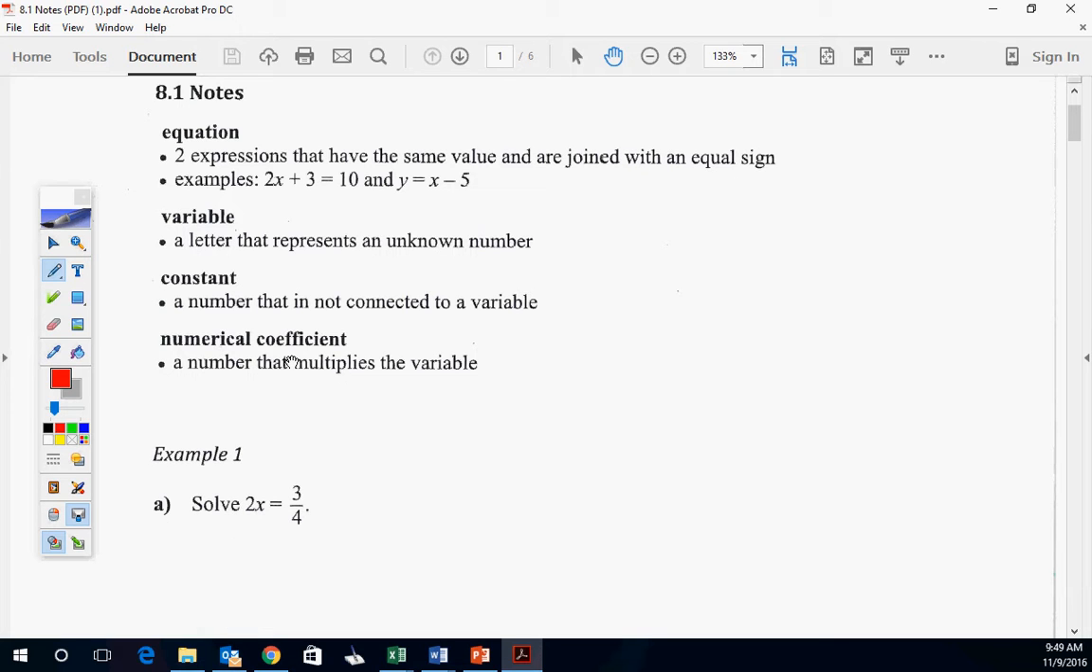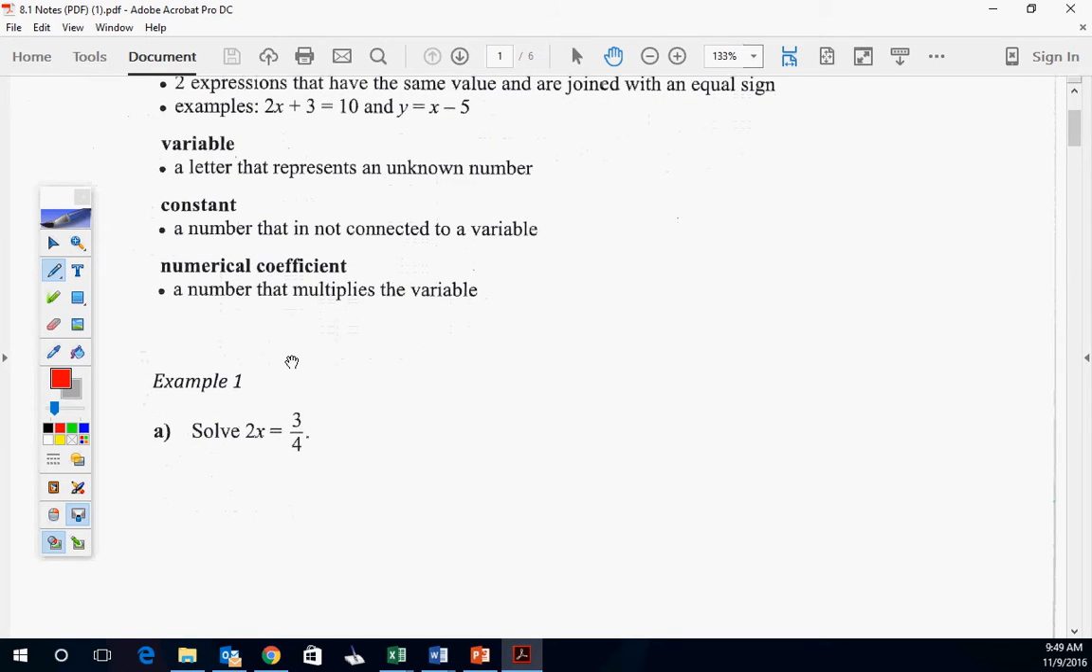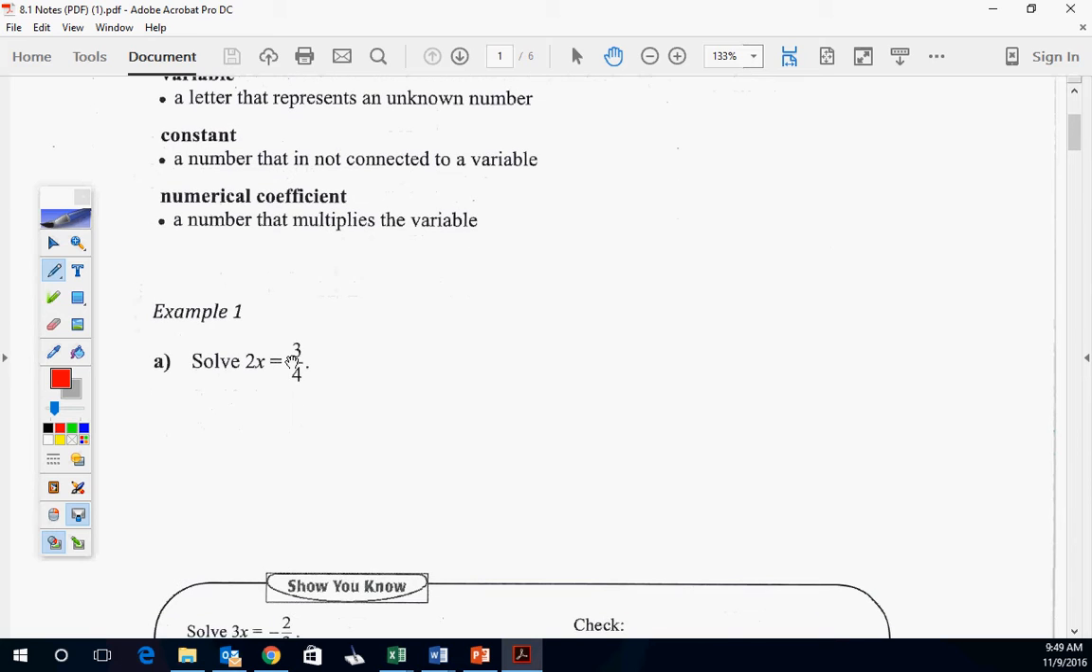So an equation is two expressions that have the same value joined with an equal sign. Examples: 2x plus 3 equals 10, and y equals x minus 5. The equal sign makes it an equation. A variable is a letter that represents an unknown number, something we don't know. A constant is a number not with a variable. It's just a number by itself, which we already knew. And a numerical coefficient is a number in front of the variable.